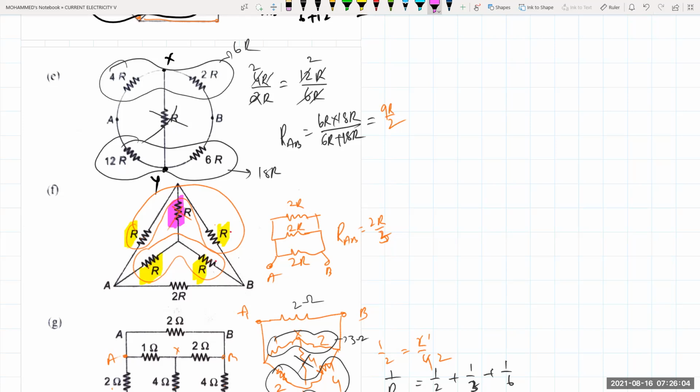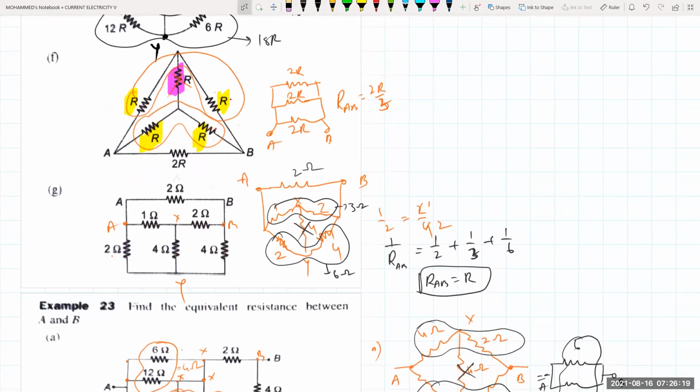So remove that one. R and R will be 2R. Below, R and R is 2R, and between A and B there is one more resistance 2R. All of them are in parallel, so the effective resistance will become 2R by 3. Got it? Yes, sir. Sure.